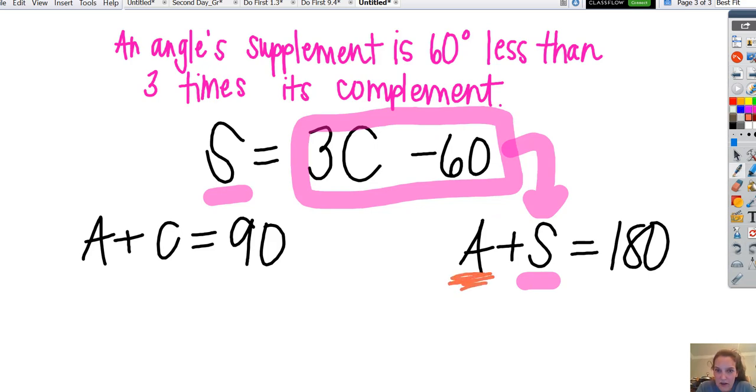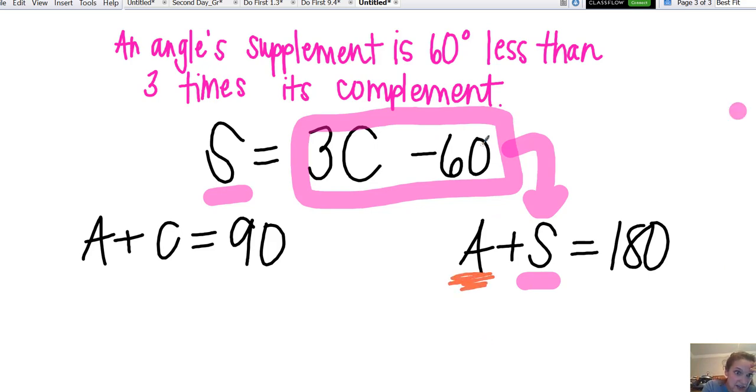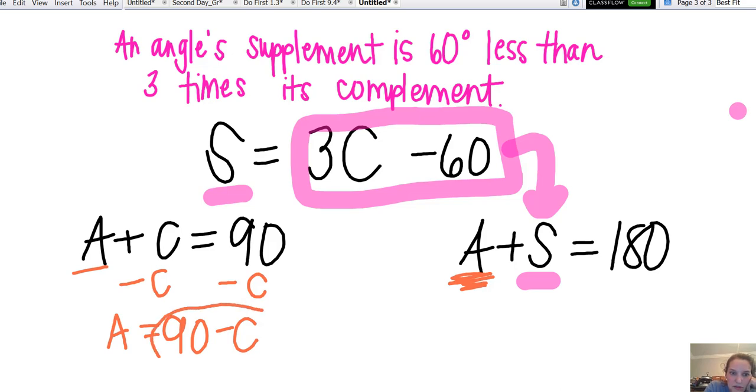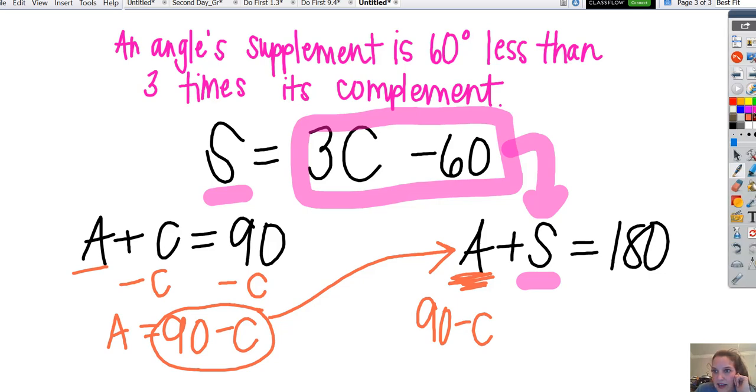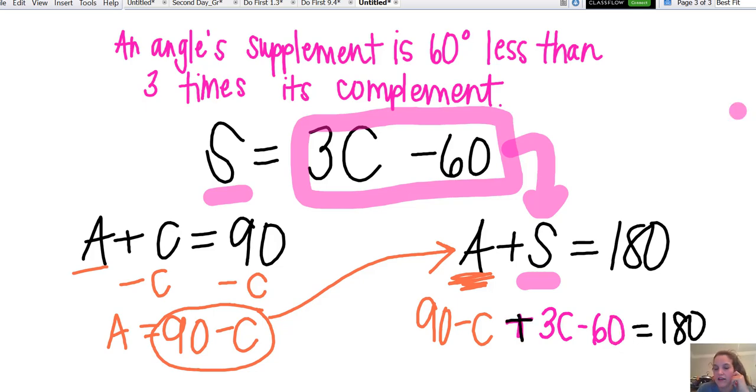Then I see an A in the equation. Well, I see an A right here. So what if I isolated that A by moving this C over? A equals 90 minus the complement. So now I can substitute 90 minus the complement in for A. So instead of A, I'll do 90 minus C. Instead of S, I'll do 3C minus 60 equal 180. Now I have one equation that only has one variable.